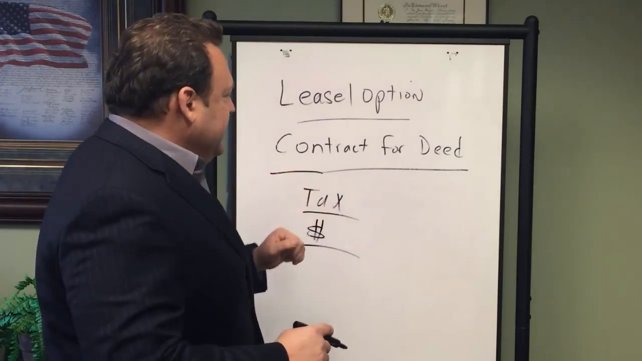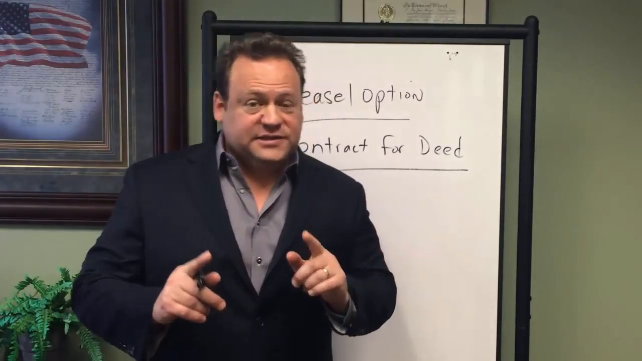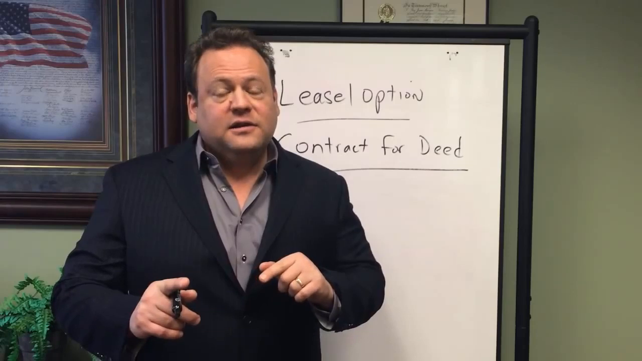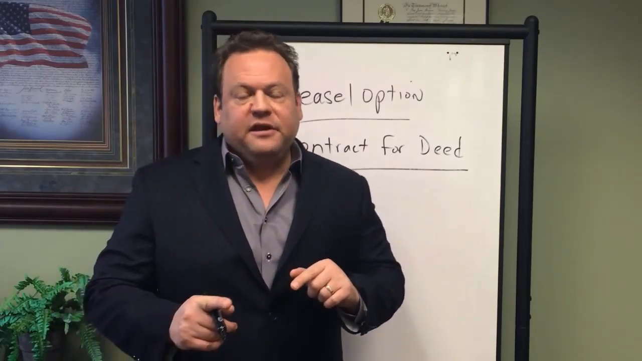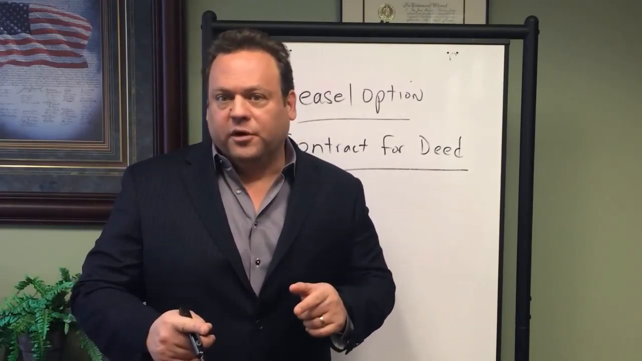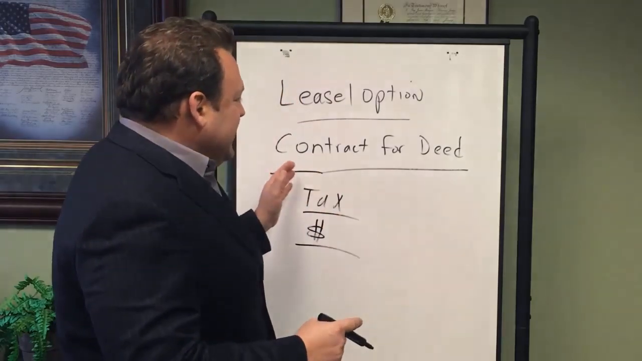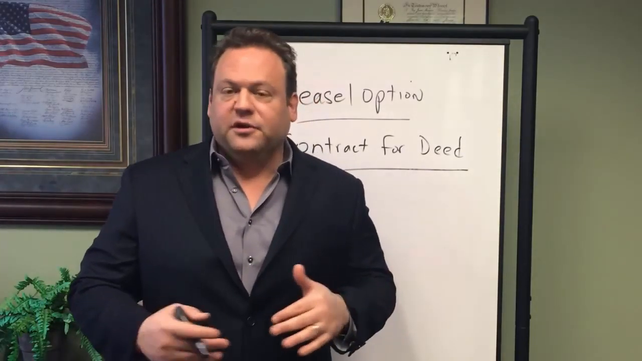On a contract for deed, typically you're going to get more money down because it's a down payment and the buyer's getting the taxable benefit of ownership. Therefore, in a contract for deed, generally the buyer will put more down, and then the balance is amortized like a mortgage. So there's mortgage payments.